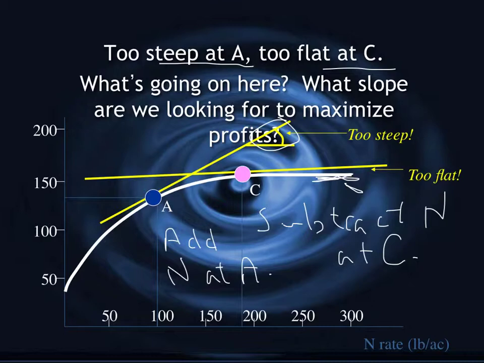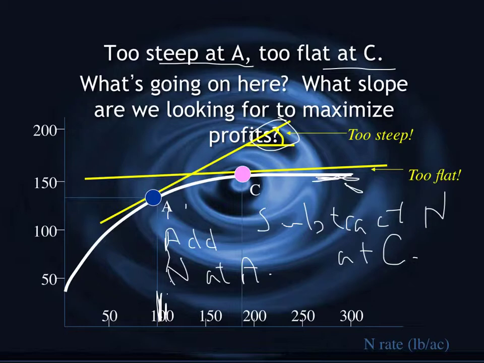And we said, well, if the person puts on 100 pounds and then puts on just a little more, like 105, there's a pretty big increase in yield, and therefore it's a good idea to go from 100 to 105. So at 100, in a sense, this response function is too steep. The marginal product of nitrogen is high, and so you want to add more.